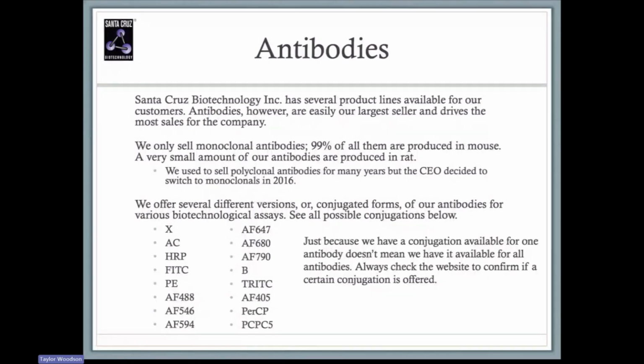And I'll also talk briefly about, I'll show you a product page momentarily, that just because we have a conjugation available doesn't necessarily mean we have it available for all of our antibodies. For instance, this TRITC, this is a type of fluorophore. We might have it for some of our more popular antibodies, but we won't have this available for all of the antibodies possible. So it's just one of those things you have to check the website for.